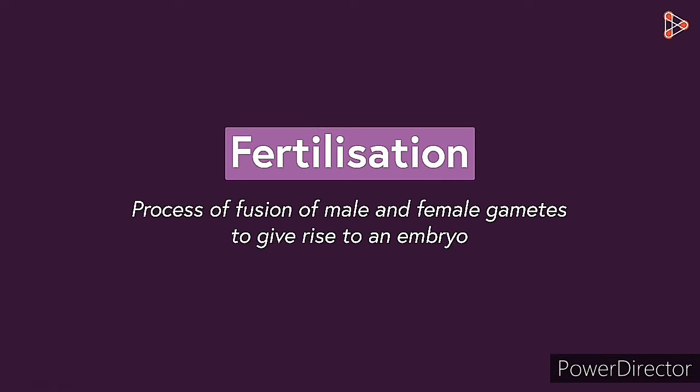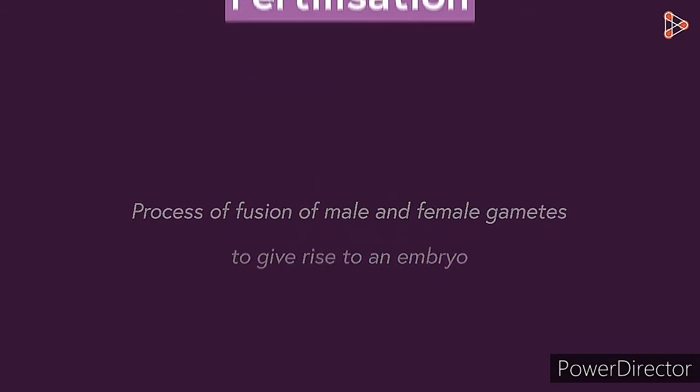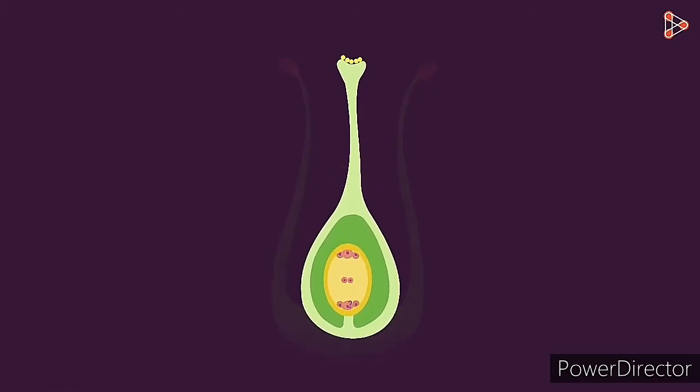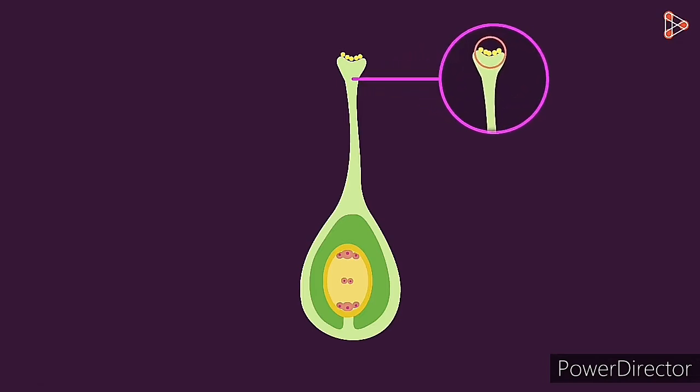So after pollination is successfully accomplished, how does fertilization occur in plants? Let us see. In the structure of a pistil, the female reproductive part of the flower, the pollination process has caused the pollen grain to safely land on the stigma, which is seen here. You can see in the picture.